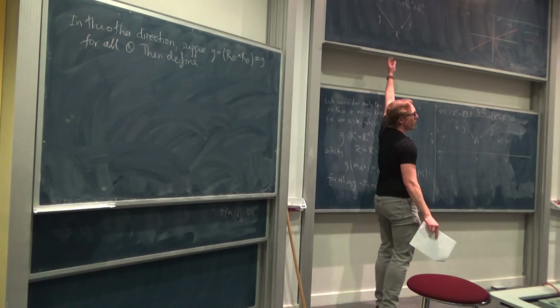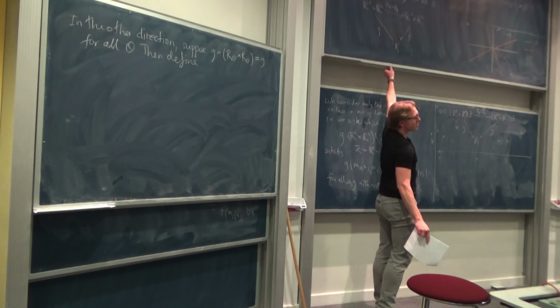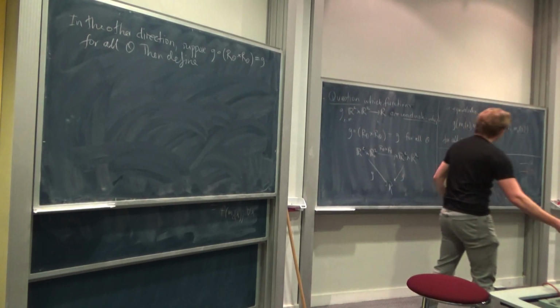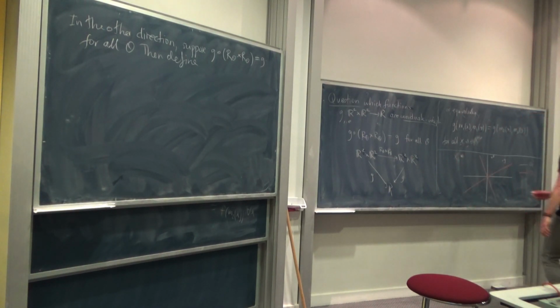So let me tell you why it's true, and then I'll write down the formula, which doesn't look quite as transparent as the informal argument. So I've got a function g. It takes in a pair of points in x and outputs a number. And if I rotate both of the points by the same amount, it gives me the same number.